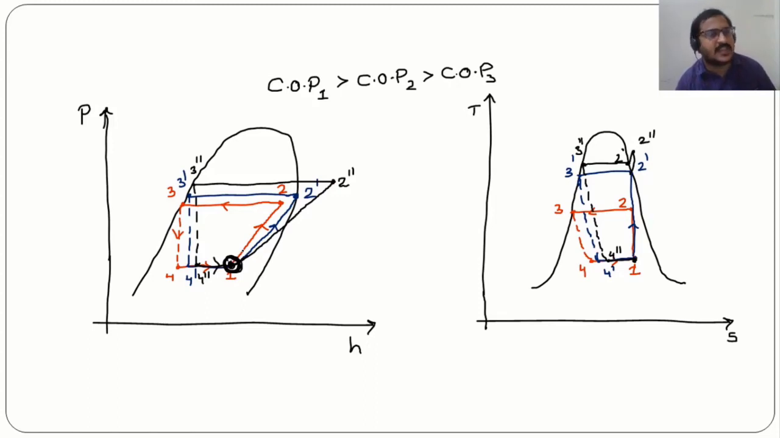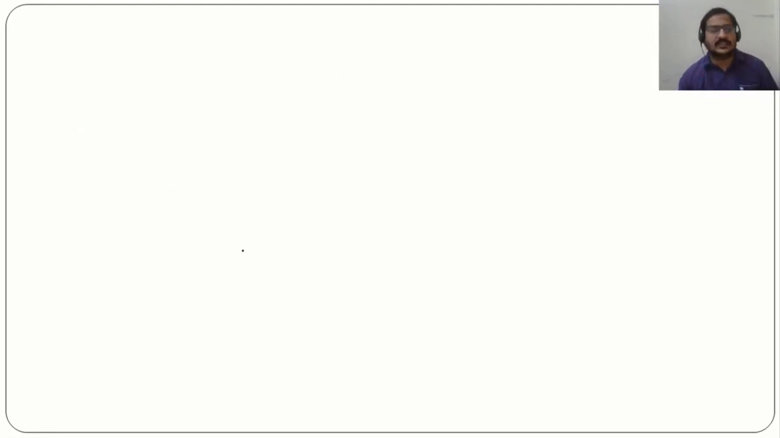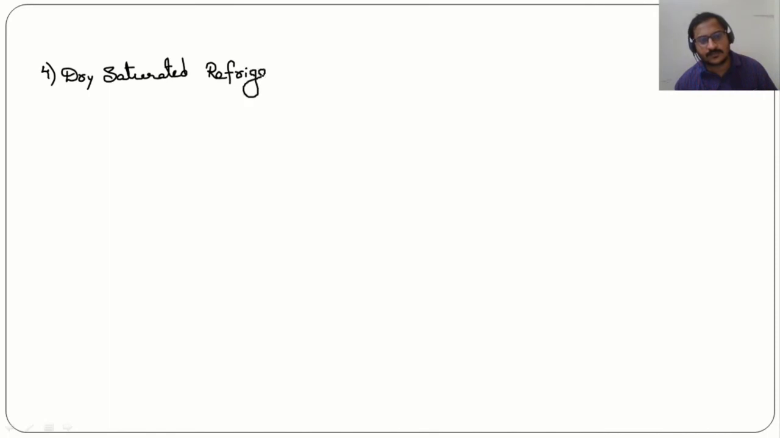So therefore these three cases, as they are considering wet refrigerant entering into the compressor, there will be a serious problem with the damage of the compressor components. So that is the reason we need to avoid these three conditions. Now let us go for the fourth condition. The fourth condition is dry saturated refrigerant entering the compressor.